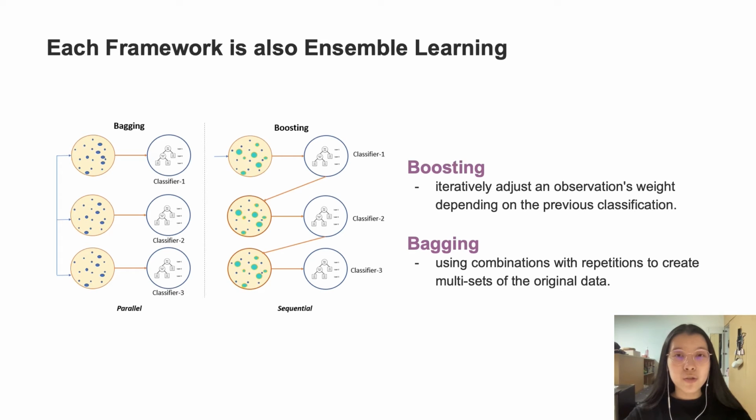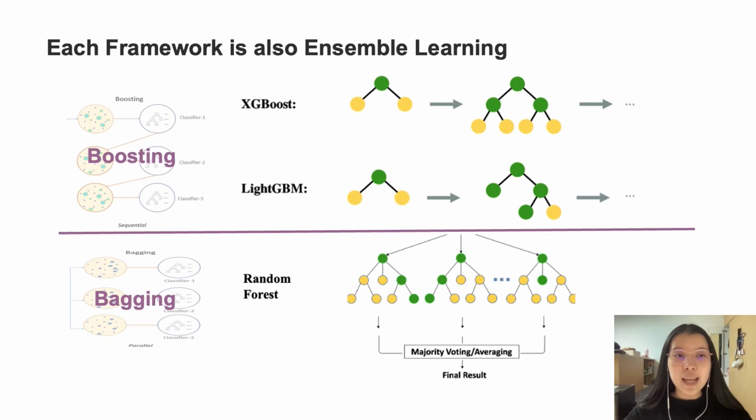We are adopting 2 tricks in the ensemble learning. One is boosting. It iteratively adjusts the observation's weight depending on the previous classification. The other is bagging. It uses combinations with repetitions to create multiple sizes of the original data. XGBoost and LightGBM are boosting, while random forest is bagging.